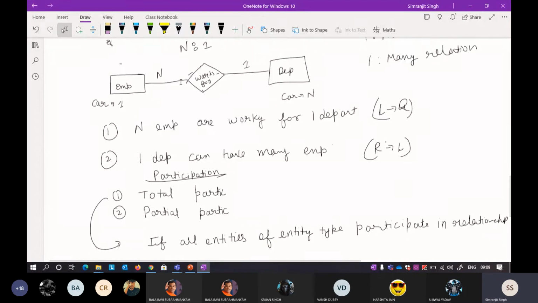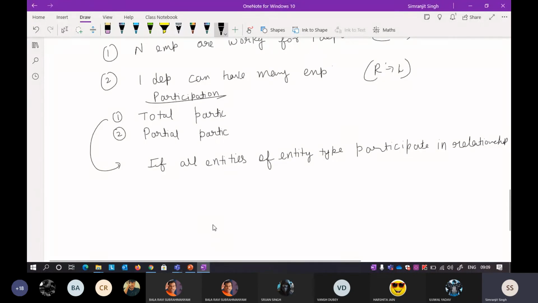Now, how can you represent this diagram in more detail? So this is a total participation. Total participation is represented by double lines, and partial participation is represented by a single line. So what is a partial participation? It's the reverse of a total participation. If a single entity is not participating in a relationship, you can refer to that as a partial participation. It's as simple as that.